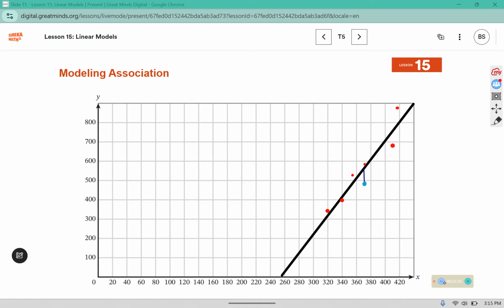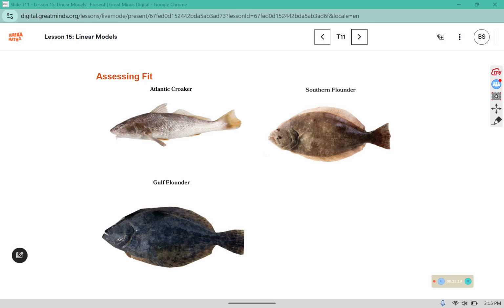So you may notice that the southern flounder and the Gulf flounder are similar in shape. This could impact the slope of our lines being close. We had a slope of about 4.81 and a slope of 5, versus the Atlantic croaker was a much lower slope. That has to do with the ratio between the weight and the length of these fish. And it should be similar because they're similar shaped.